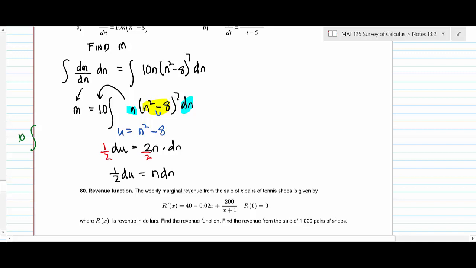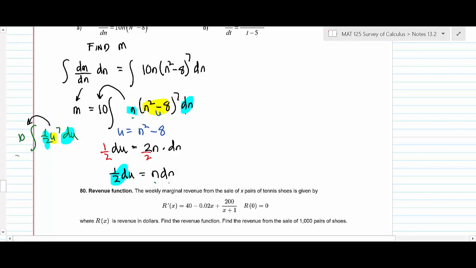What are you going to replace the n squared minus 8 with? u. So that's going to be u to the 7th, right? What is n dn? It's 1/2 du. That's what you have to understand: everything has been accounted for in our integral. What I highlighted in yellow is this part. What I highlighted in blue is this part right here. That's it. Does that make any sense? That's what we were working on last time. You're going to have to roll up your sleeves and do homework to get this down. It's the only way to learn this. Now, what would you do with the 1/2? What's a good thing to do with it?